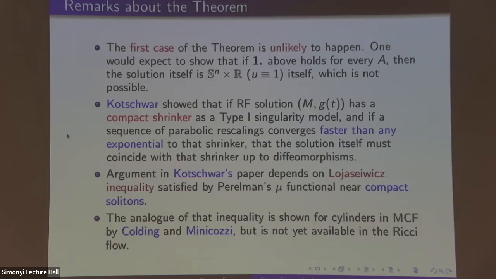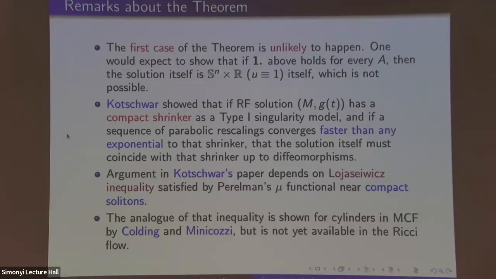And why do you expect that? For example, Kotschwar showed that if you have a Ricci flow solution that has a compact shrinker as a type 1 singularity model, and there is a sequence along which rescalings converge faster than any exponential to that shrinker, then the solution itself must be this compact shrinker. For our case, the cylinder is non-compact, but it is a shrinker. So that's why we expect the first case shouldn't happen, and that we should be able to prove something like what Kotschwar did for compact shrinkers.